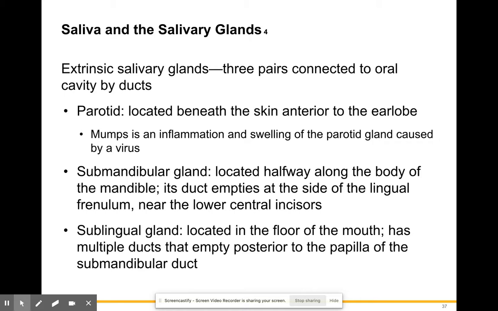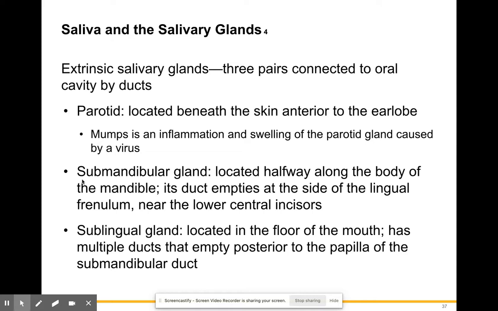The parotid glands are located beneath the skin, anterior to the earlobe. So they're pretty far back in your throat. Okay. People that have the mumps have swollen parotid glands. Okay. Mumps are when your cheeks swell up really big.